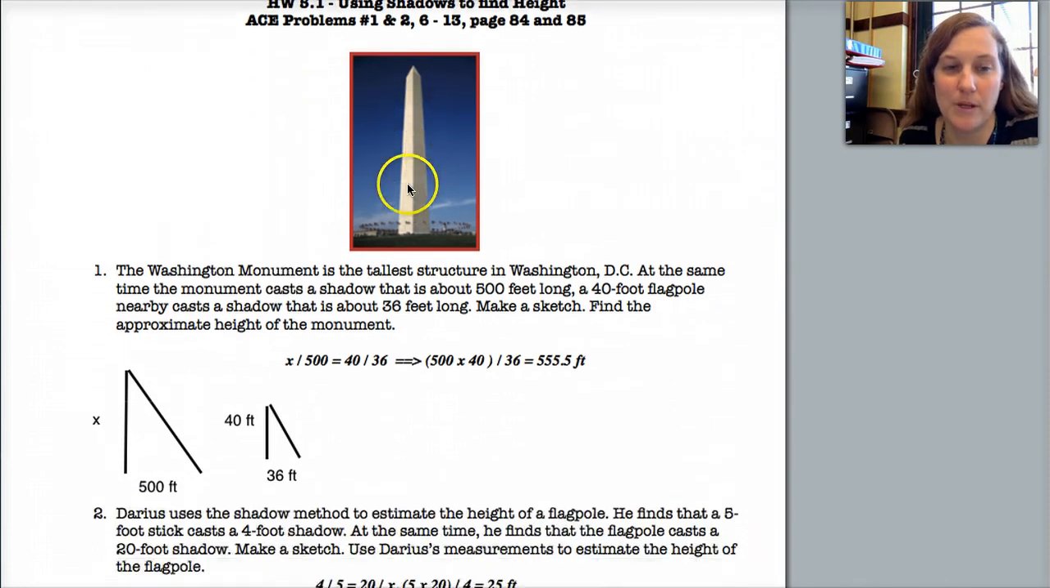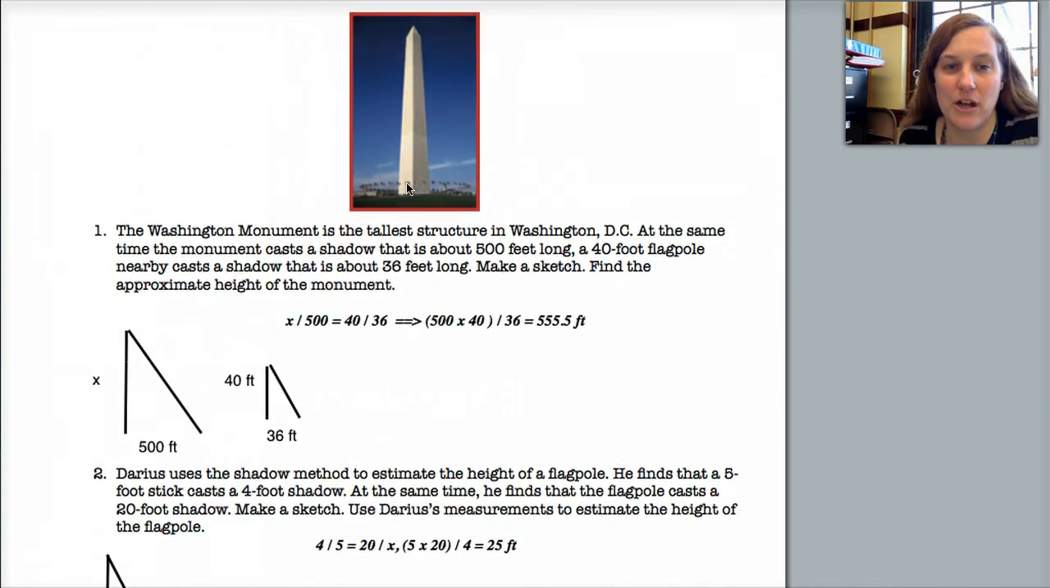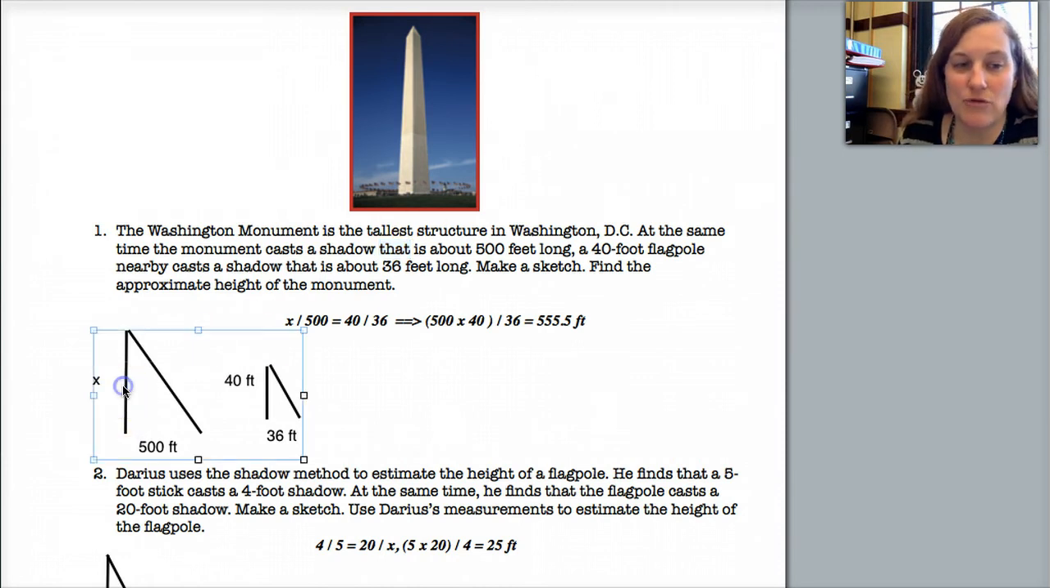So the first problem: the Washington Monument is the tallest structure in Washington, D.C. At the same time, the monument casts a shadow that is about 500 feet long. A 40-foot flagpole nearby casts a shadow that is about 36 feet long. Make a sketch, find the approximate height of the monument. So I just did a really rough sketch with lines. We don't know how tall the monument is. That's our X. We do know that the monument has a 500-foot shadow. We know that there's a 40-foot flagpole near the monument, and that flagpole has a 36-foot shadow.